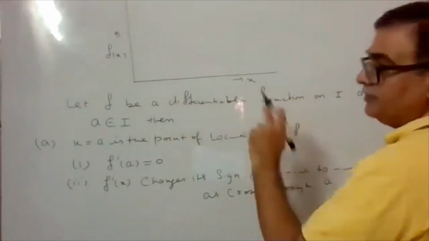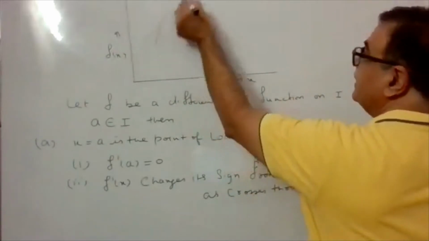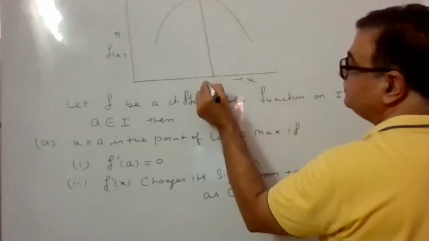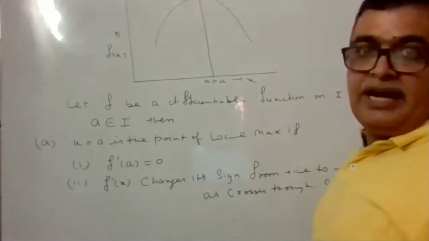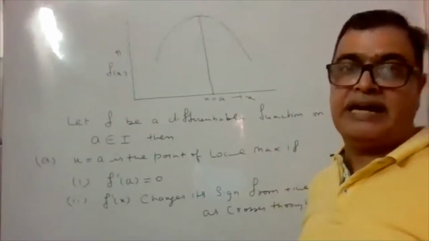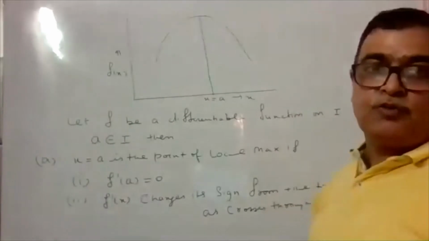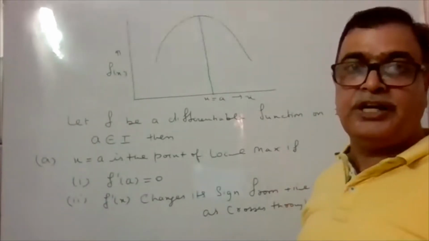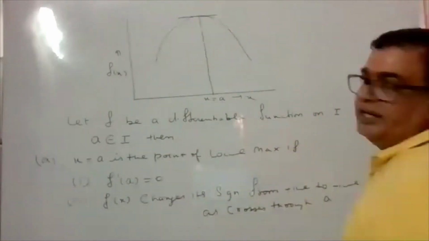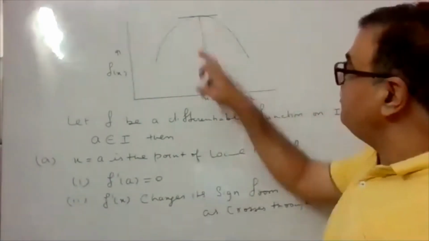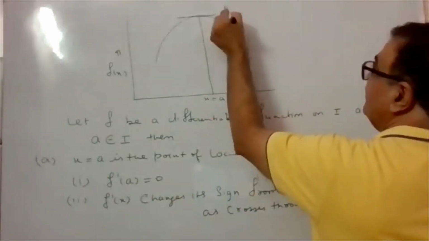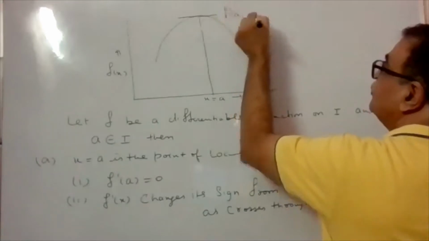This is the function we have, this is x, and here this is the point x is equal to a. X is equal to a is the point of local maximum. Then what is the first condition I told? The first condition is that at this particular point, when you draw the tangent, it will come parallel to the x-axis. That means at this stage f dash a is 0. First part we got.